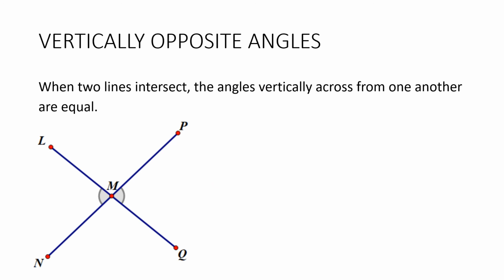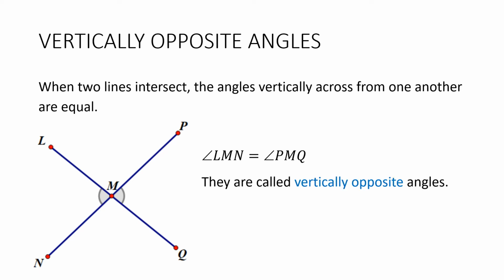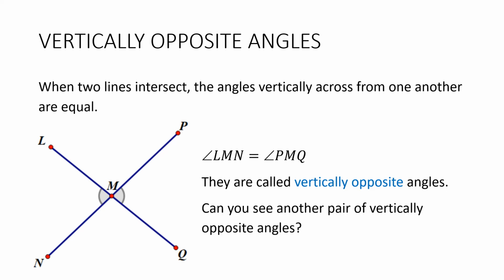Alright, one last type of angle to learn. When two lines intersect, the angles vertically across from one another are equal. Can you see those highlighted angles there? So angle LMN is equal to angle PMQ. Now these angles are called vertically opposite angles. Can you see another pair of vertically opposite angles in that diagram? How about this one? Angle LMP is equal to angle NMQ.